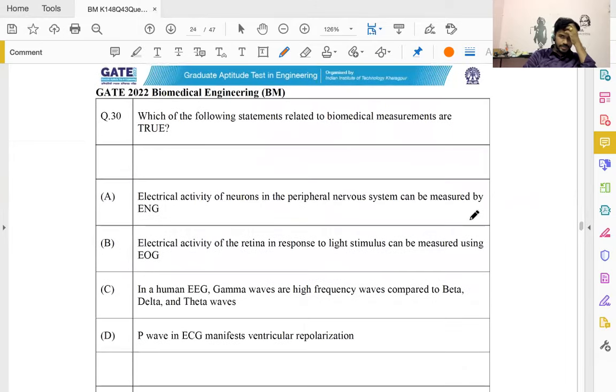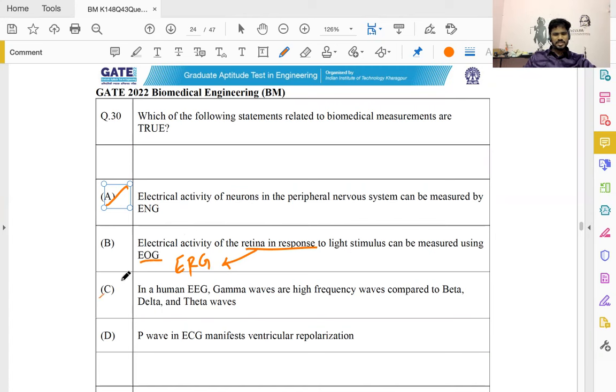Which of the following statements related to biomedical measurements are true? So peripheral nervous system, ENG is correct. Electrical activity of the retina and response to a light stimulus. This is something again very, very basic, but this is a trap. This is ERG that they are referring to, so this is not correct. Okay, this is ERG. The movements, put electrodes here, try to track eye movements, that is EOG, oculogram.